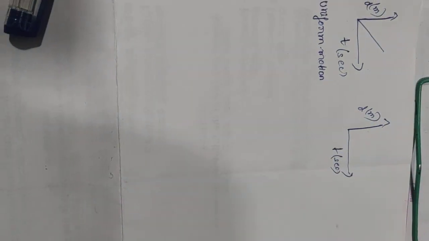For non-uniform motion also, we take time along the x-axis in seconds and distance along the y-axis in meters. In non-uniform motion, the objects move unequal distances in equal intervals of time, or equal distances in unequal intervals of time. So there is a mismatch between distance and time. That means either distance is unequal or time is unequal.